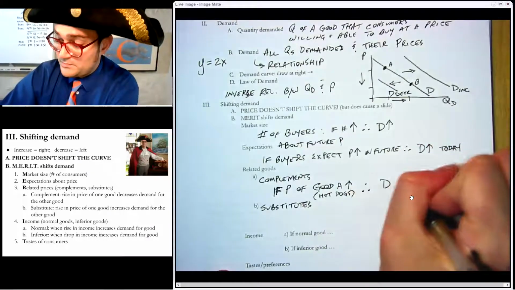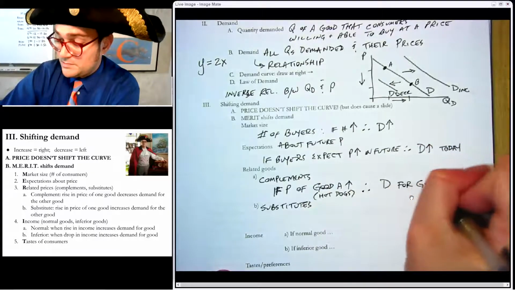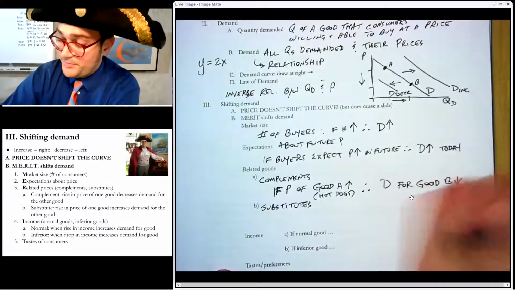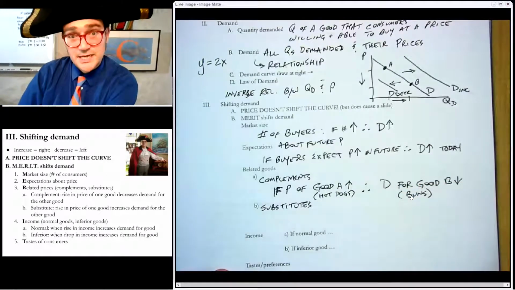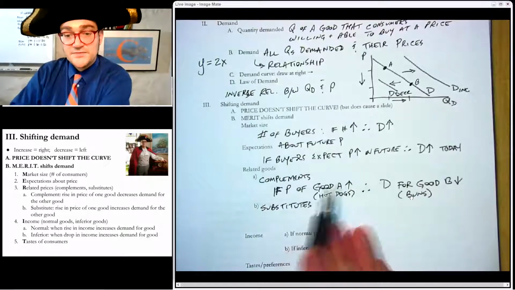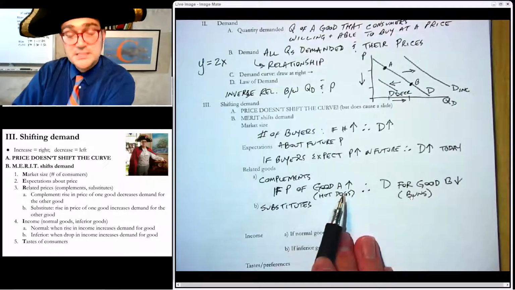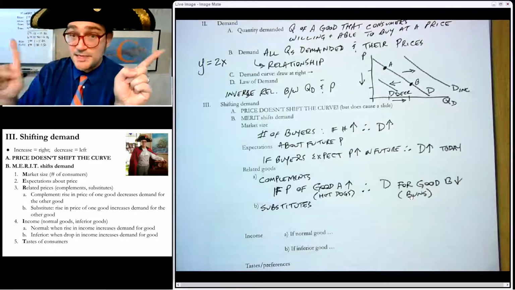Demand for good B will go down because people don't want to buy as many buns if the price of hot dogs is higher. Now notice that it's not the price of hot dogs affecting the demand for hot dogs. It's the price of the hot dogs affecting the demand for buns.